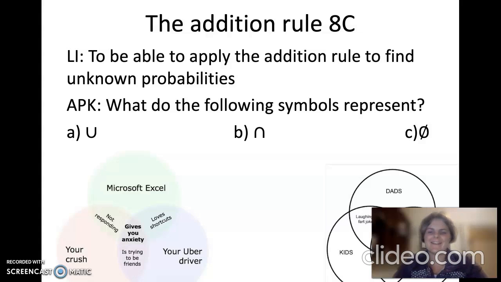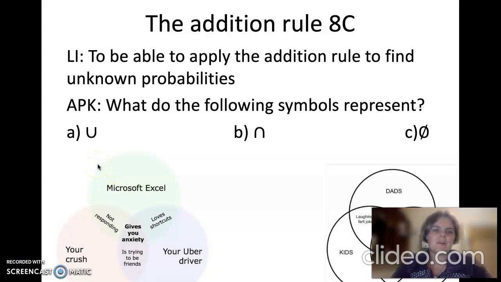All right, so here we go, our third exercise. This one is on the addition rule. So we're going to build on what we learned about intersections and unions last week and look at the addition rule. Our learning intention today is to be able to apply the addition rule to find unknown probabilities.